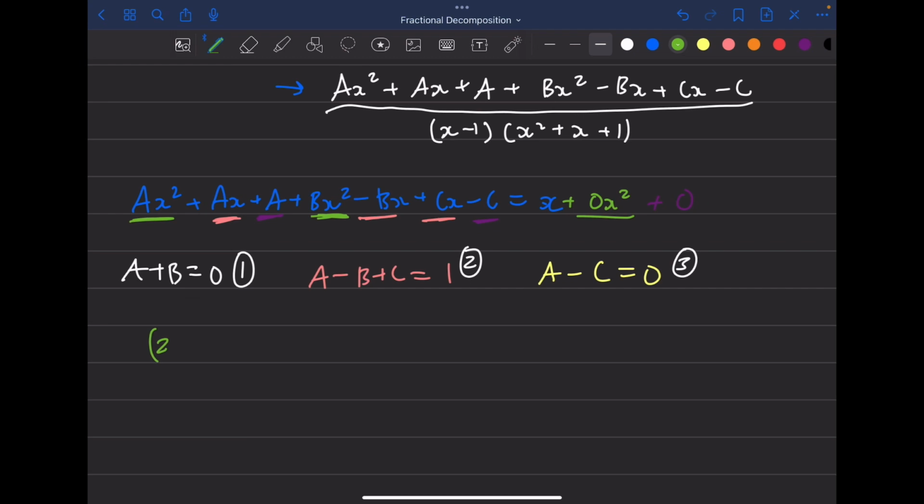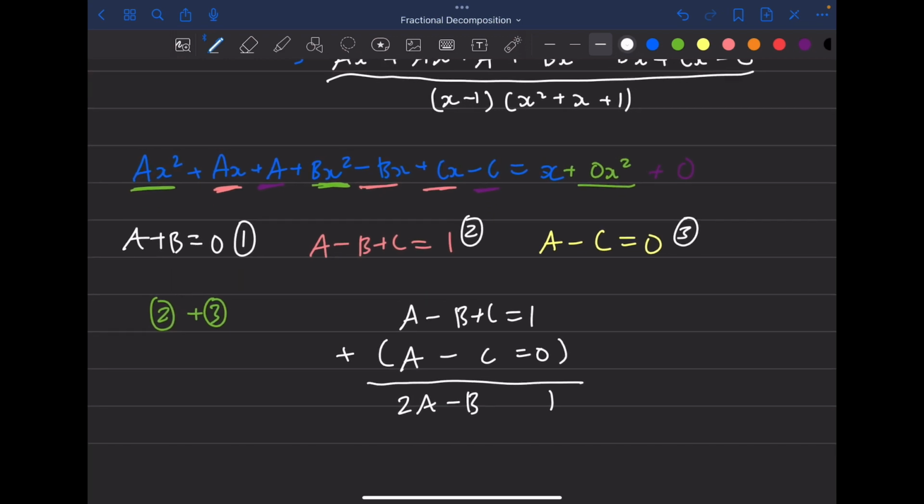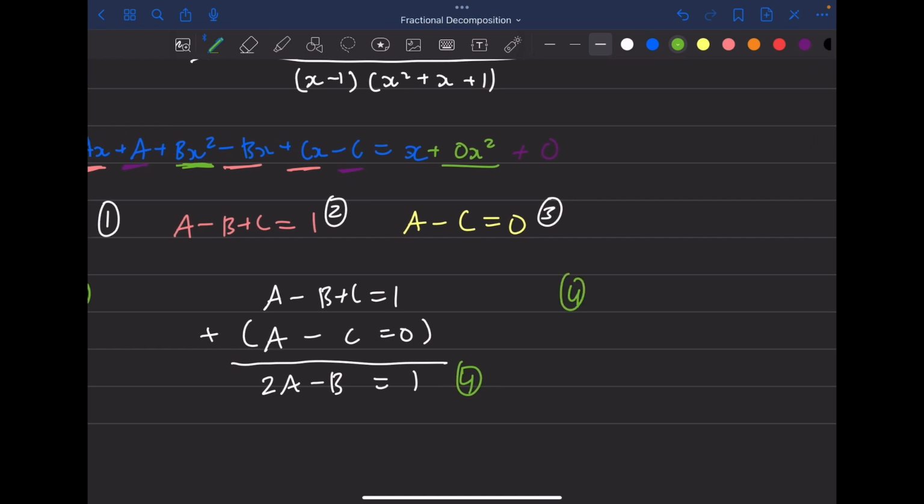Now let's add equation 2 and 3 together, because we want to get rid of these c's. Doing that, I'm going to write it down: a minus b plus c equals 1, added to a minus c equals 0. So add these together. 1 plus 0 is 1. The c goes away. We have negative b, and we have a plus a, which is 2a. So 2a minus b equals 1. And now let's add this to equation 1. So let's call this equation 4 actually. So 4 plus 1.